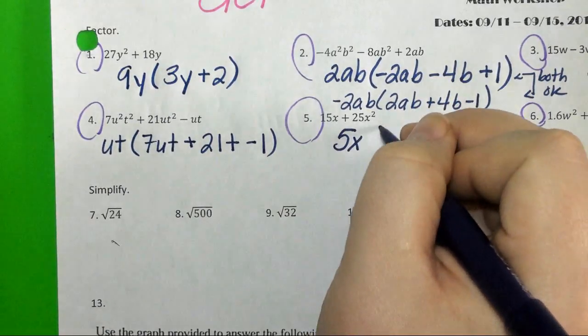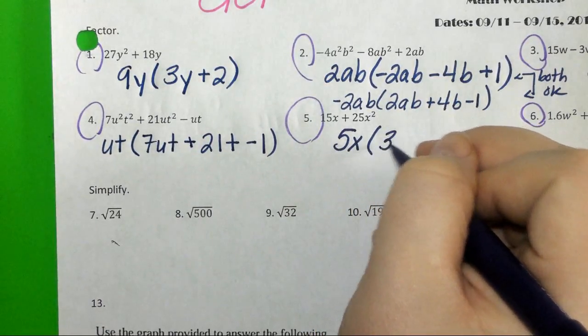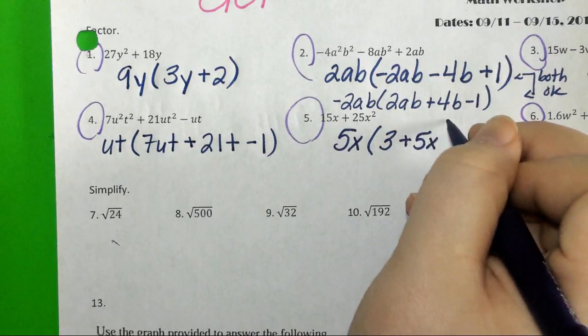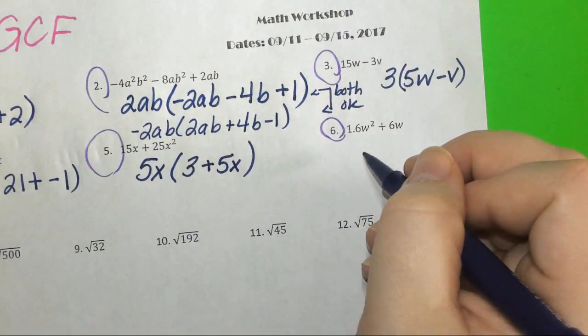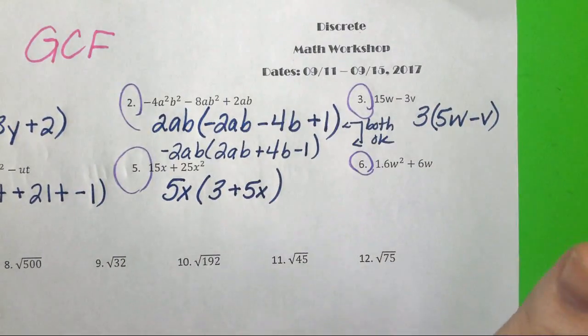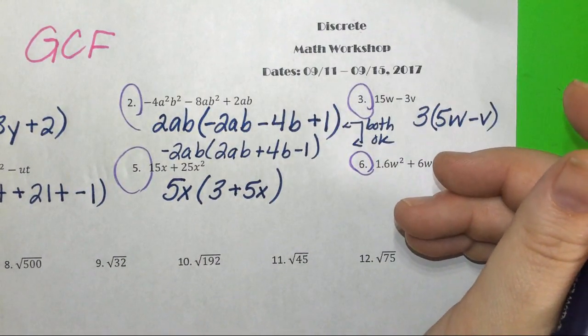Take out a 5x, so what are you left with? 3 plus 5x. That is perfect. And then we get to our last one, number 6. And you're not going to like how easy I make this one.